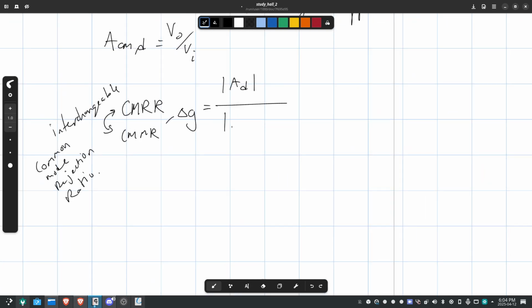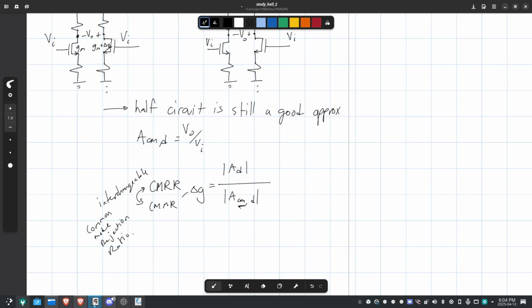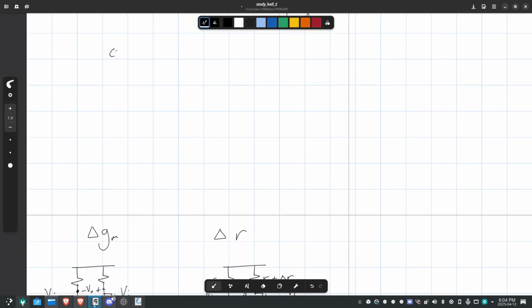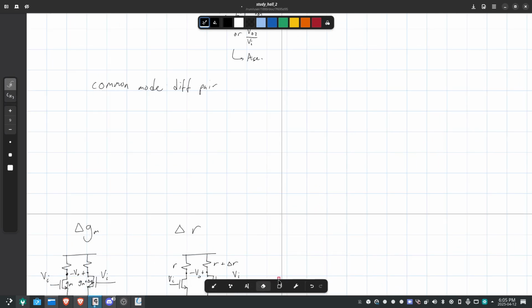So one second, let me just write this all out. When you see common mode, I believe that means that these two are the same voltage, right? This is C and this is C. This is common mode. C and C, diff pair. Let me draw out the whole circuit.